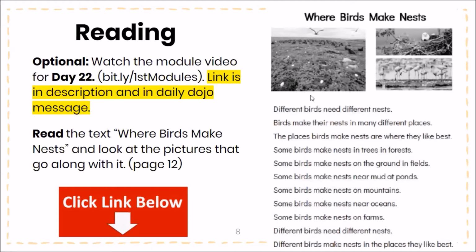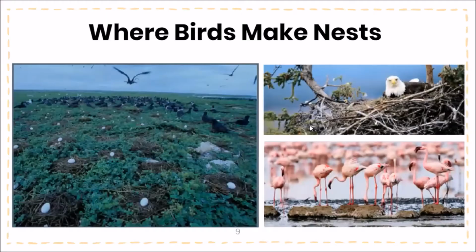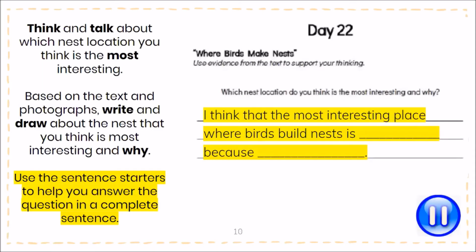Now look closely at the pictures. Here I will show you some close-up views of those same pictures. Think and talk about which nest location or which place you think is the most interesting. Based on the text and photographs, write and draw about the nest that you think is the most interesting and why. Here is your question. Which nest location do you think is the most interesting and why?